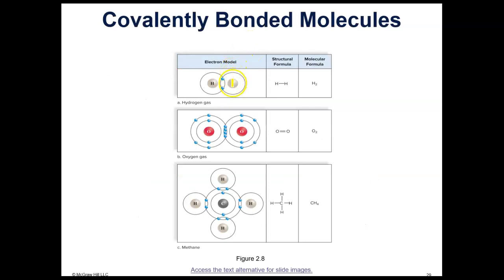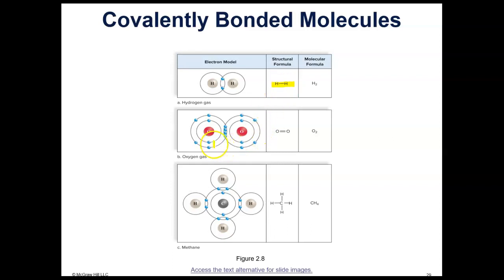For example, each hydrogen atom in hydrogen gas has one electron, but when they come close enough together to where they can share with each other, they each have two. And their first energy level, or first electron shell, is complete with two electrons. We represent that by a single line between the two H's. That shows you that two electrons are being shared.